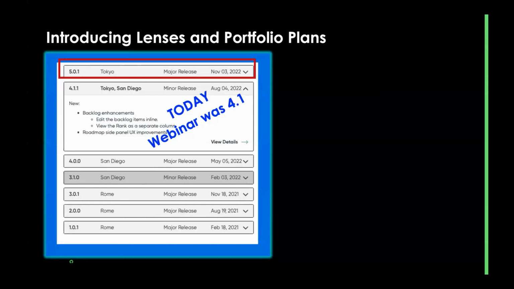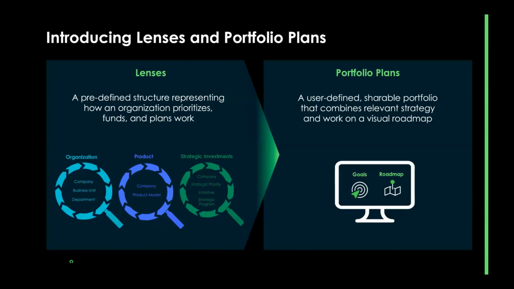So what's in 5? What's the big thing? As I mentioned today, we did 4.1. 5 is the major release, came out in November. That's why it's a 5, right? So really the difference is in 5, we're offering a concept called lenses. It is a different way to structure your organization. Basically, it's a way to expand the planning organizations. It's a different way to look at things, grouping things, right? It's a different structure.